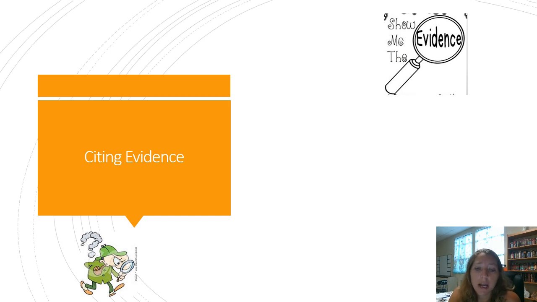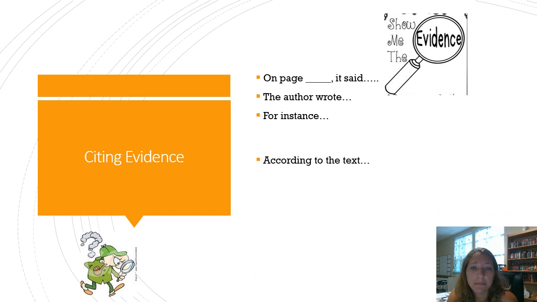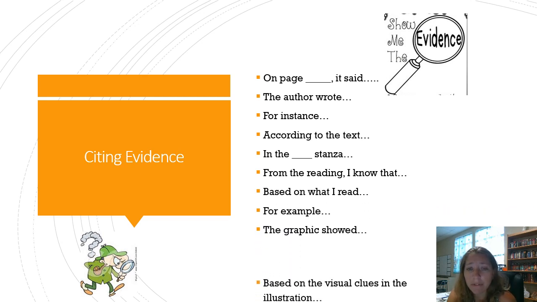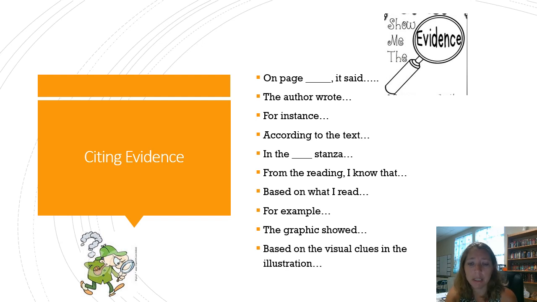Okay, so on this slide, you're going to see what we call evidence-based terms. You're going to use these terms to help you cite evidence correctly from a text, okay? So we have: on page blank, it said; the author wrote; for instance; according to the text; in the blank stanza; from the reading I know that; based on what I read; for example; the graphic showed; based on the visual clues in the illustration. So these are going to be like your sentence starters on the sentence where you're ready to cite evidence. You're going to use one of these at the beginning of your sentence.